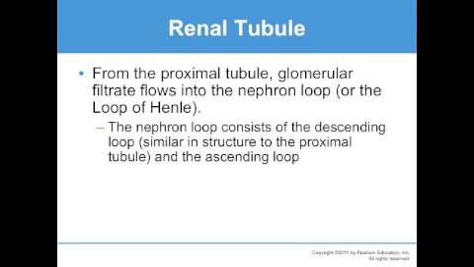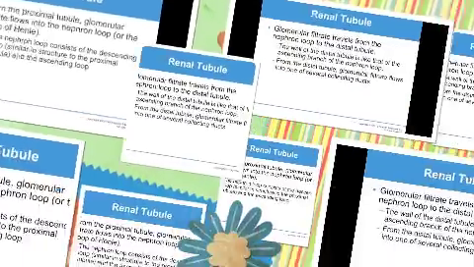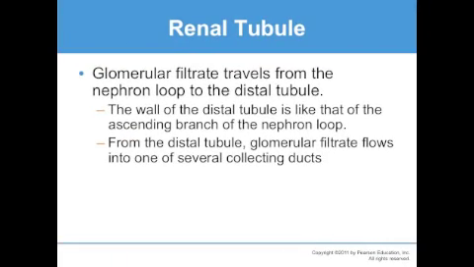This loop consists of the descending loop, similar in structure to the proximal tubule, and the ascending loop. The next part of the journey after it gets through the nephron loop is the distal tubule. The wall of the distal tubule is similar to that of the ascending branch of the nephron loop. From the distal tubule, then, the glomerular filtrate flows into one of several collecting ducts.